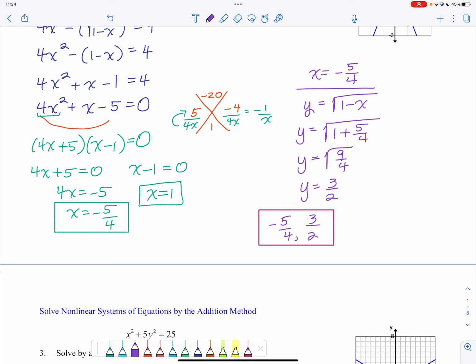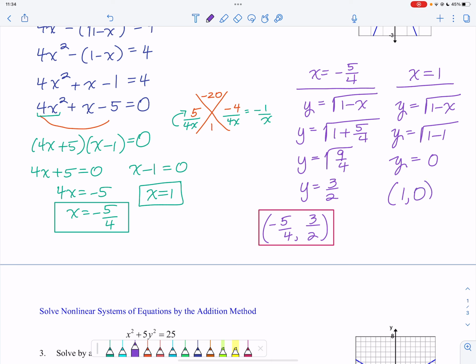Okay, how about when x is equal to 1? We have y equals root of 1 minus x. 1 minus 1, square root of 0 is 0. So now we have (1, 0) as another solution, or our other solution of the system.